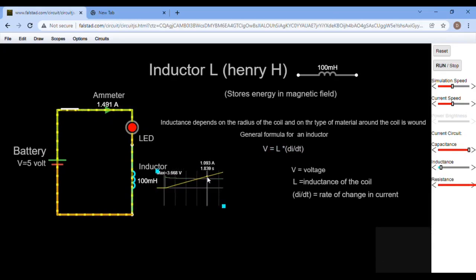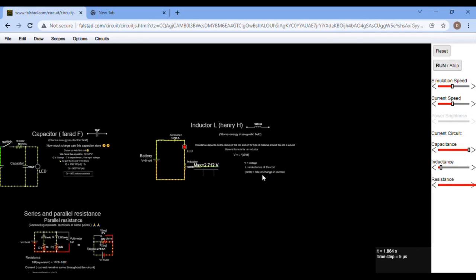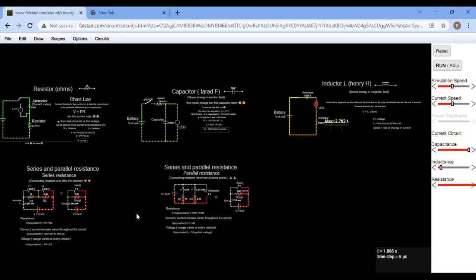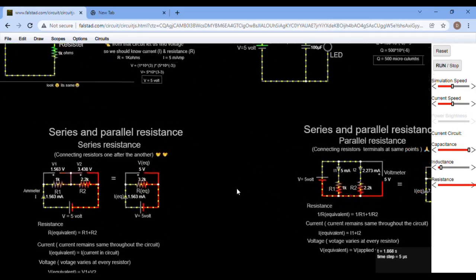And as you can see in the graph, it is a linear straight line here. So this is what happens in the inductor. Now let's go to the serial and parallel resistors.